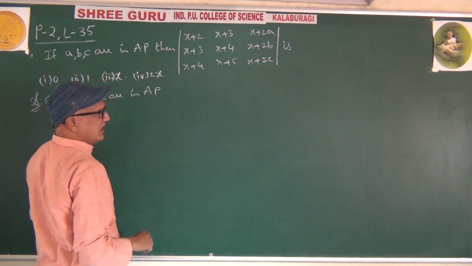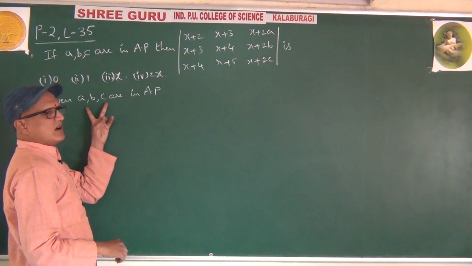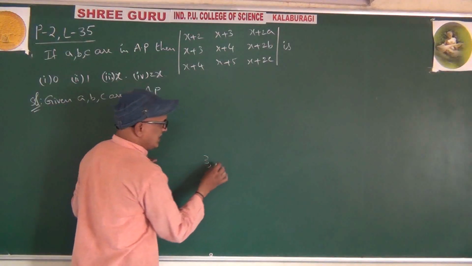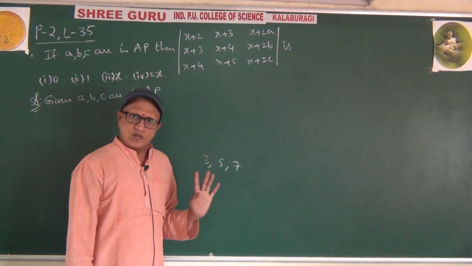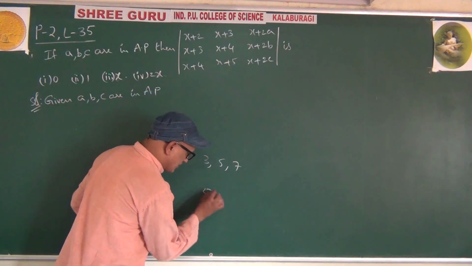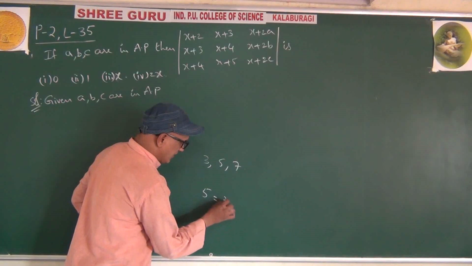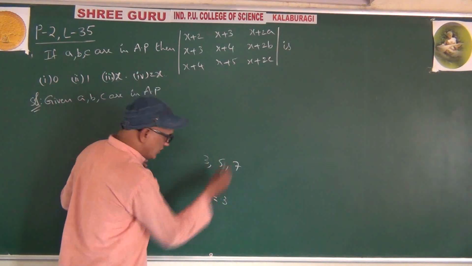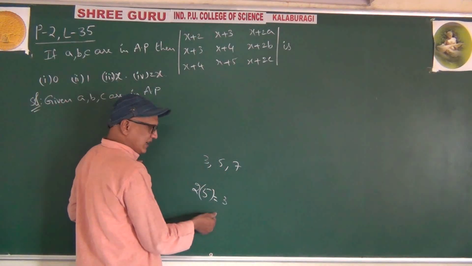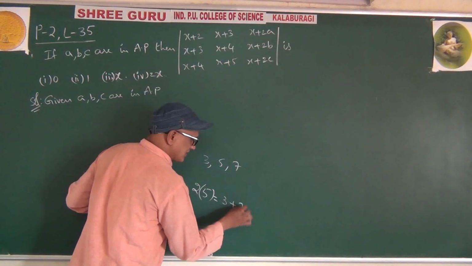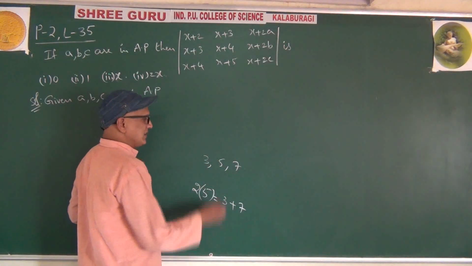If 3 numbers are in AP, then the middle number equals the sum of the other two numbers divided by 2. 3, 5, 7 are in AP: 3 plus 2 is 5, 5 plus 2 is 7. So 2 times the middle number equals the first number plus the last number.